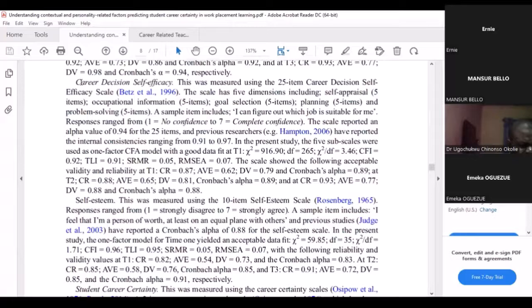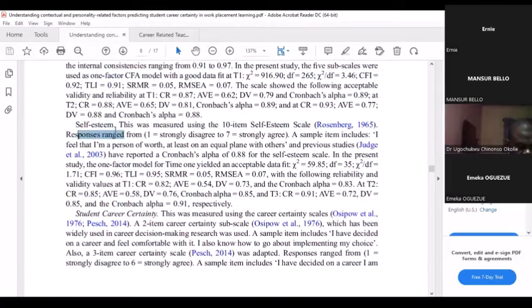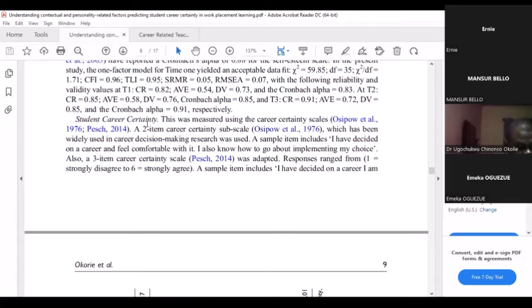If you come here, you can see career decision self-efficacy. This was measured using the 25-item career decision self-efficacy scale, 1996, and you can see them. Self-esteem, you can see where we adapted the 10-item self-esteem scale by Rosenberg, 1965. Student career certainty was measured using the career certainty scales, Osipow, 1976, and Peshkin, 2014: 2 items from the career certainty subscale, and then an additional three items from the career certainty scale by Peshkin.